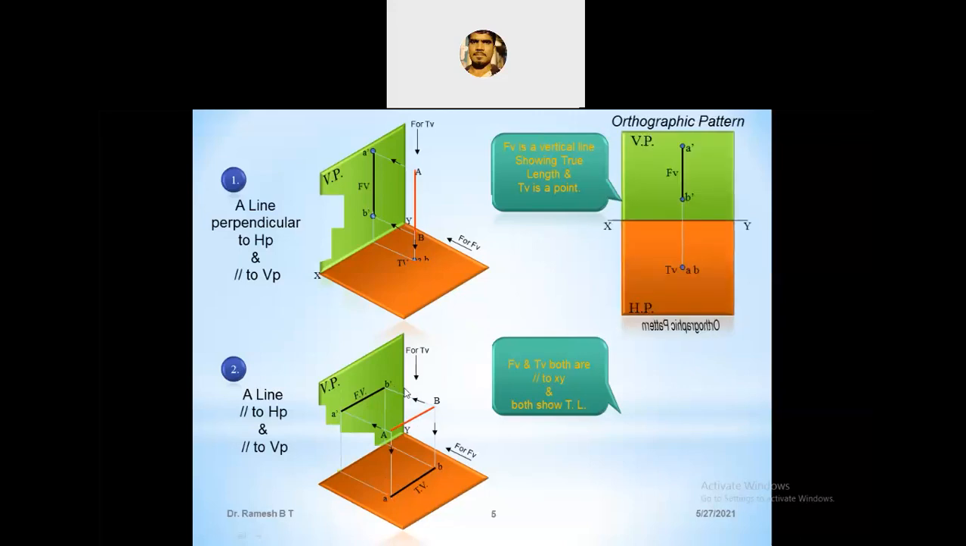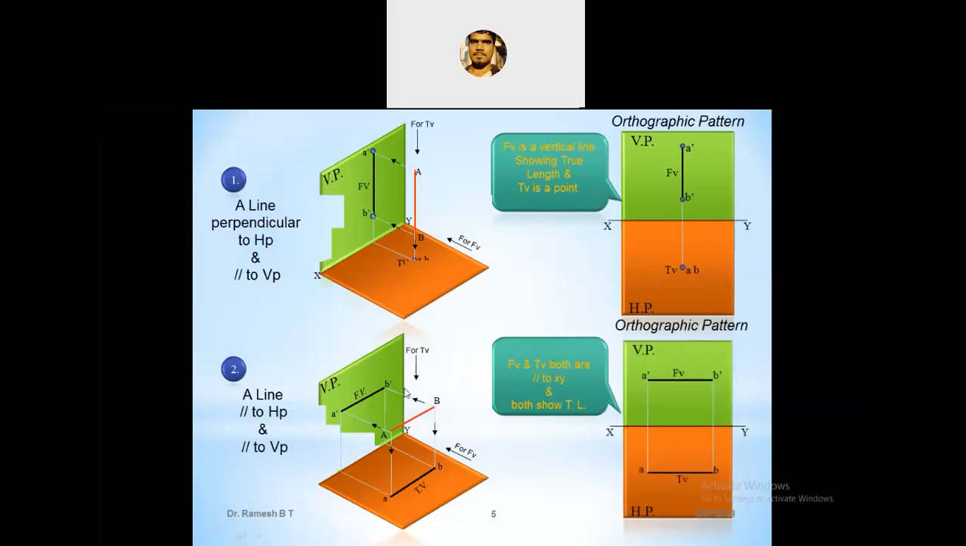So that is the representation in orthographic front view and top view. In the first case it is a dot in the top view, and in the front view it is a line. And in the second position both lines are visible. A dash B dash is the front view, AB is the top view. Here you can see.